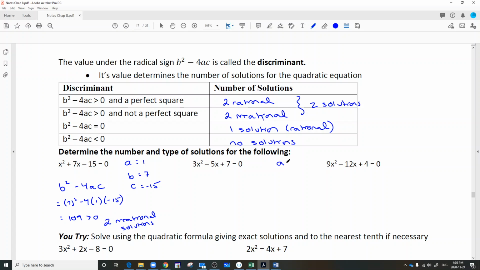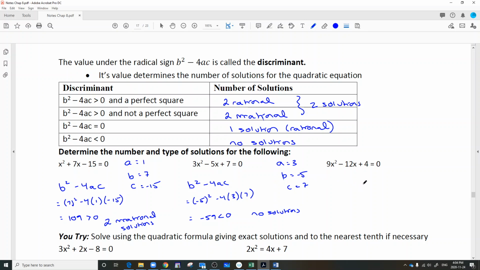Let's try the next one. A is 3, again, it's in standard form. B is negative 5, C is 7. So if I was to do b squared minus 4ac, the b is negative 5, the A is 3, and the C is 7. Plugging this into your calculator, you get negative 59. Since that's less than 0, that means they're imaginary solutions, which means that we have no solutions. Sometimes they'll specify it's no real solutions, but really it's no solutions, which is enough.